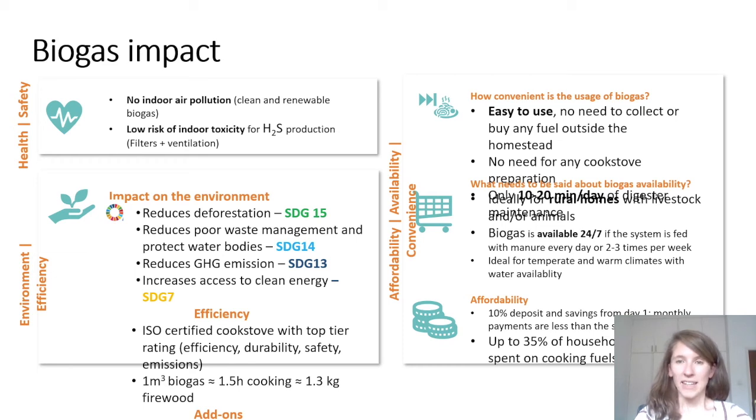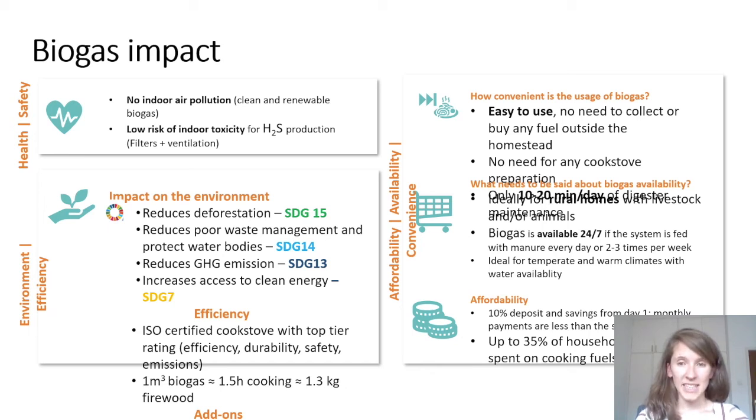In terms of biogas availability, this is really ideal for rural homes which have livestock, so that you can transform the animal waste into biogas, but we can also treat other types of waste such as food waste or, in cases of sanitation, human waste. Biogas is available 24/7 as long as the biodigester is being fed regularly with manure or other types of waste. And it is ideal for temperate and warm climates with water availability.